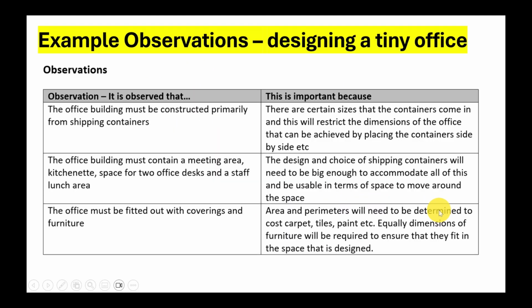Now let's look at some examples. So you can see this student has a column with the observation. It is observed that, and then each of these complete that sentence. And then the second column, this is important because, and then each of these complete that sentence. So pause the video, have a read. You can see that the observation was this, and you can see what they're going to do with that observation or why they needed that observation.